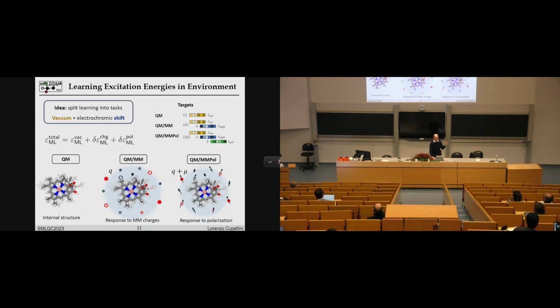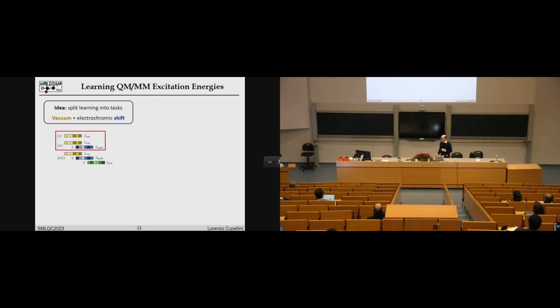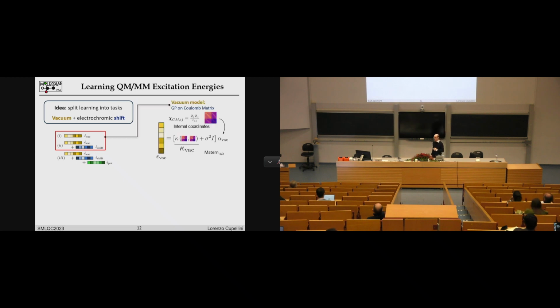So how do we learn this? Well, we want to split the task into different parts. One would be learning the excitation energy in vacuum, and this is already well known. We actually use Gaussian process on the Coulomb matrix. So it looks something like that. You have a kernel that depends on two Coulomb matrices, and you get the coefficients that reproduce the excitation energies in vacuum.